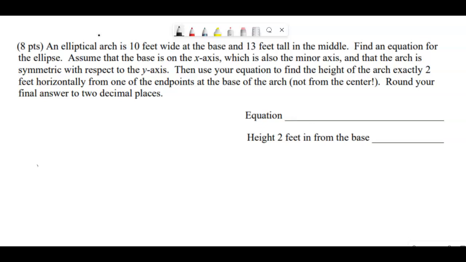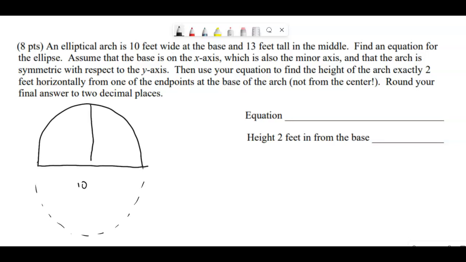Okay, so we're dealing with an elliptical arch. Now, keep in mind that this is the entire ellipse, but we're just doing the top half of this ellipse. We know that the base is 10 feet total, and it's 13 feet high. So this one's 13, this one's 10. If we were to superimpose an x-axis and a y-axis on here, I just figured out from where I place the x and y, the center is 0, 0.